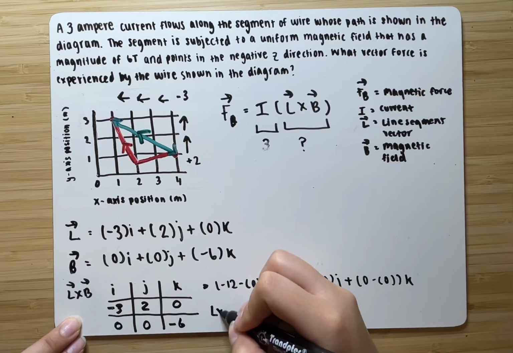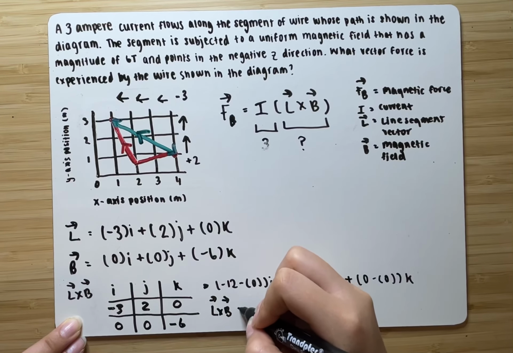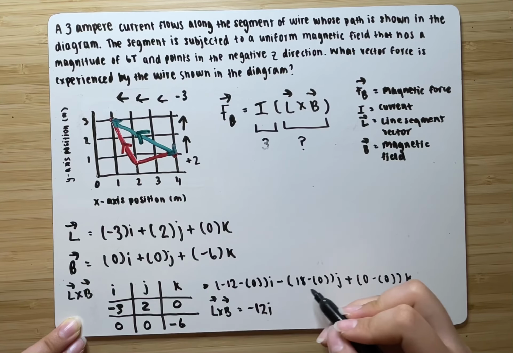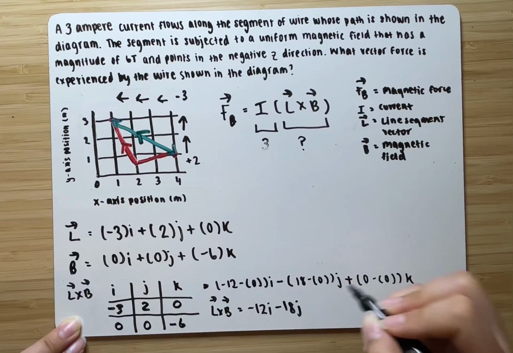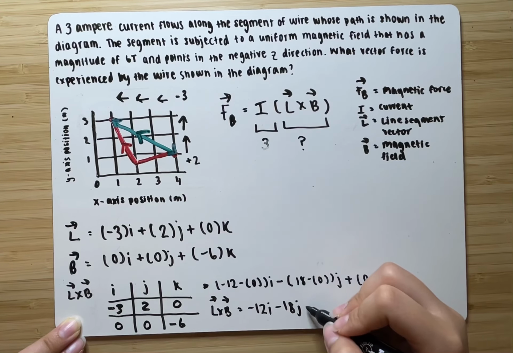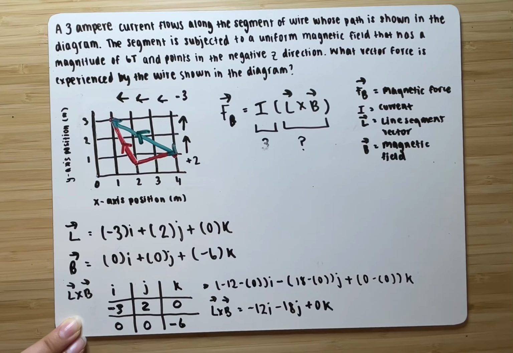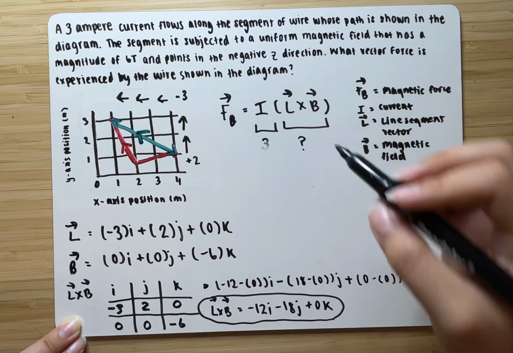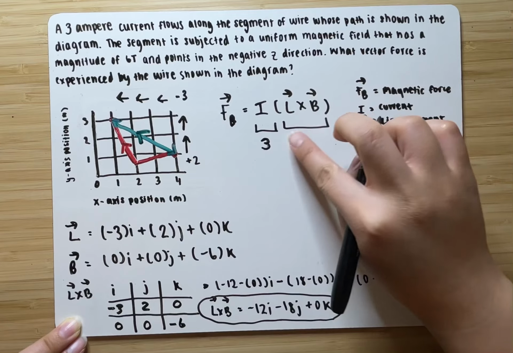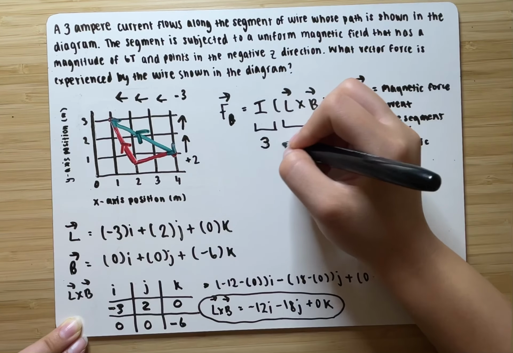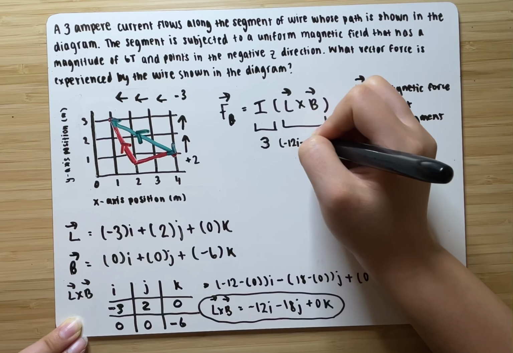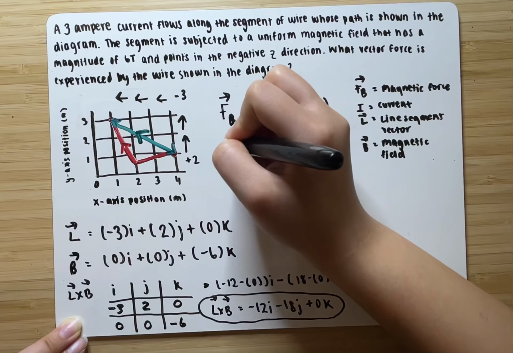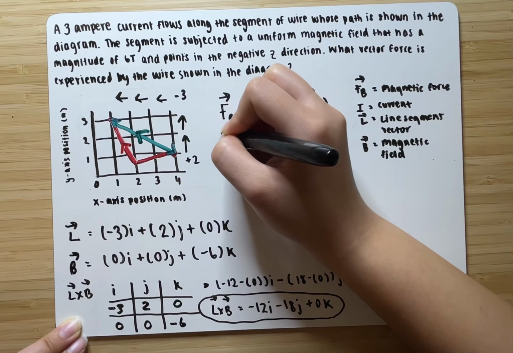So now we can simplify this. -12 minus 0 is -12i. Negative 18 minus 0 is -18j. A positive 0 minus 0 is just 0k. All right, this is going to be our L cross B. So we can remove this question mark over here and write -12i minus 18j plus 0k.